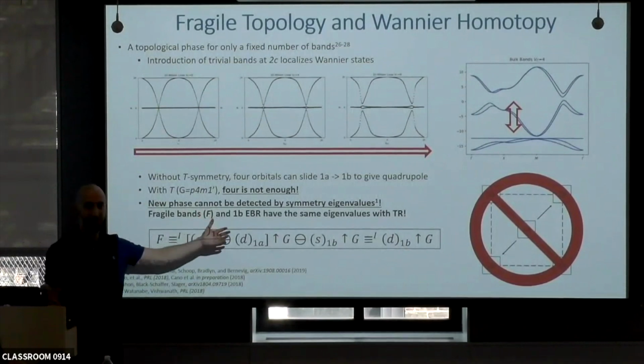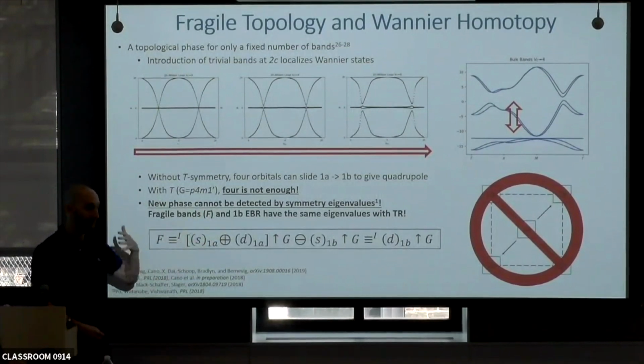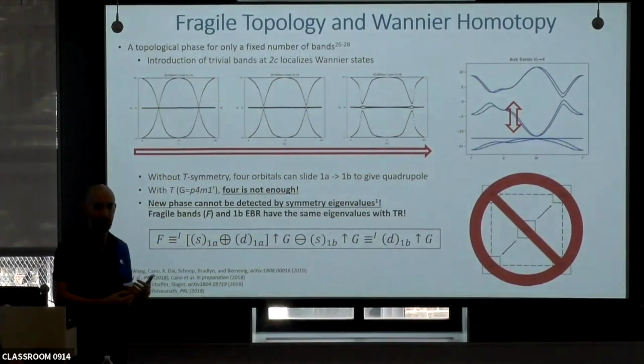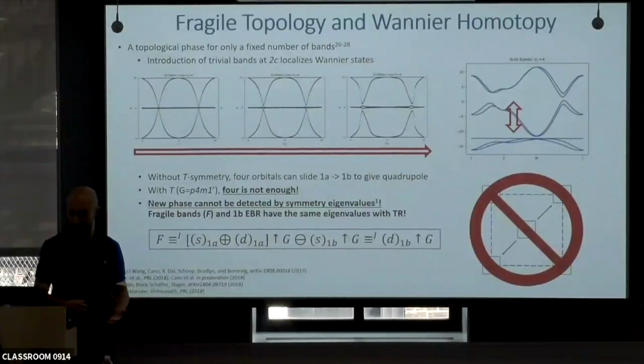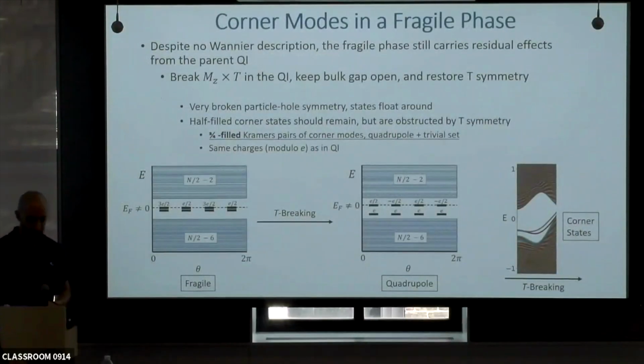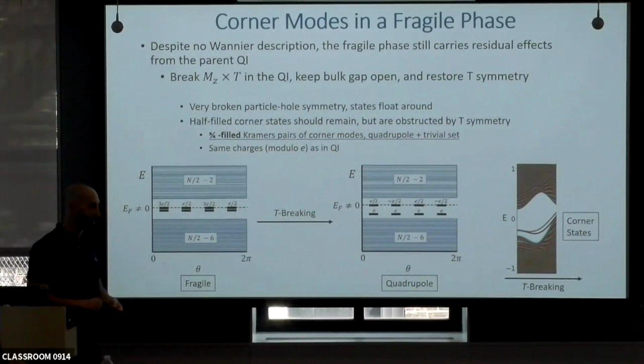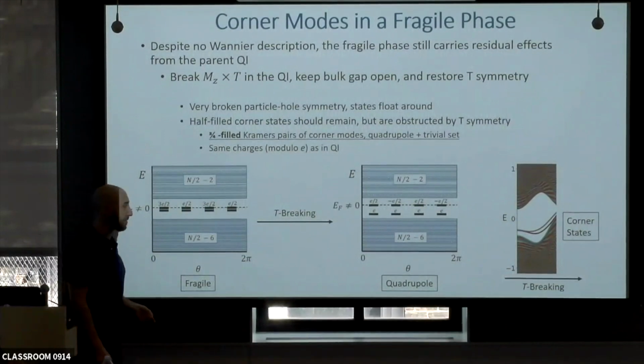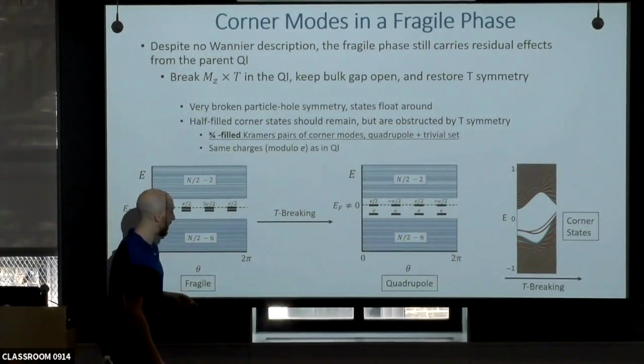Everything produces is just a band, and I have to have either some a priori knowledge that I started with bands at Wannier centers somewhere in the unit cell, or I calculate some Wilson loop and see that it winds, or I fail to make Wannier functions. And what's interesting about this is because I have not closed a bulk or edge gap, then I can connect the inner spectra of the fragile phase to that of the quadrupole. And so what happens here is kind of interesting.